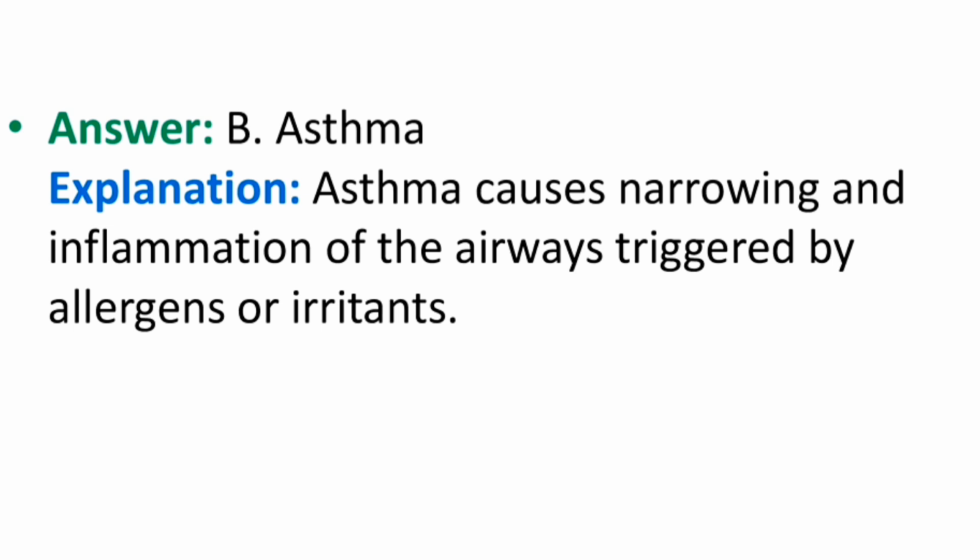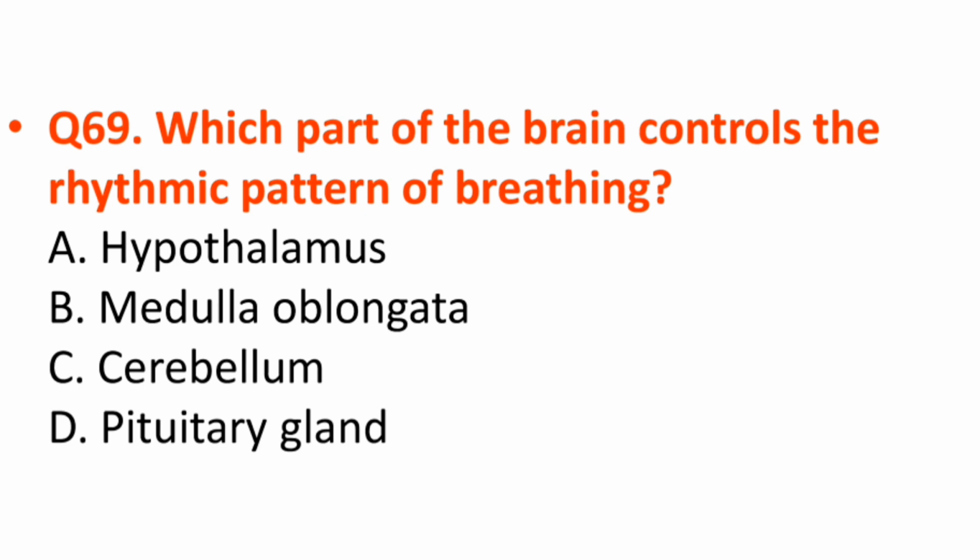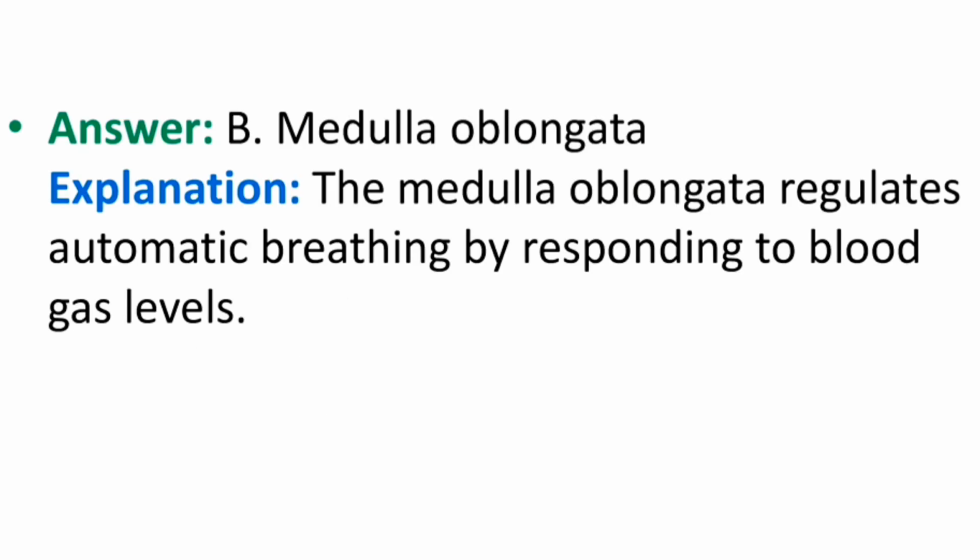Next question. Which part of the brain controls the rhythmic pattern of breathing? Option A, hypothalamus; option B, medulla oblongata; option C, cerebellum; option D, pituitary gland. The correct answer is option B, medulla oblongata. The medulla oblongata regulates automatic breathing by responding to blood gas levels.